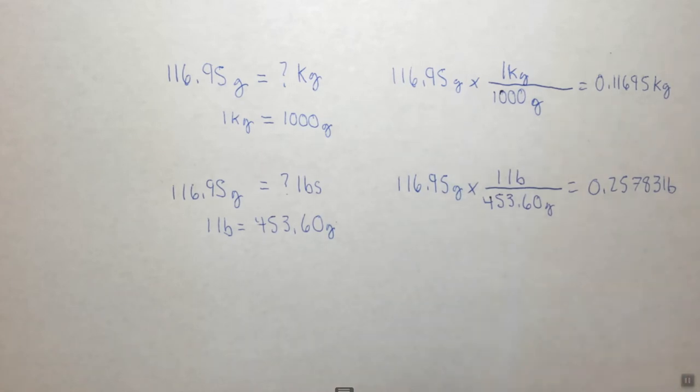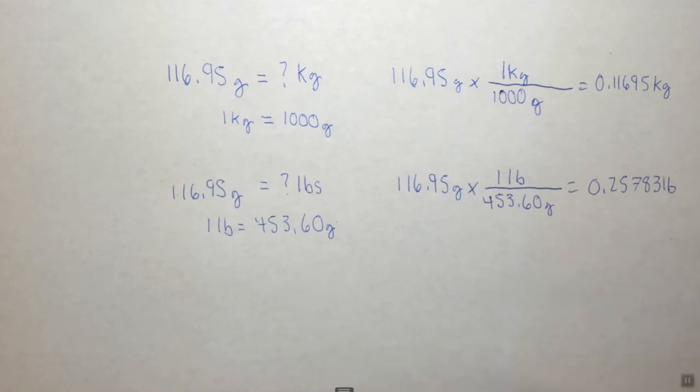So in order to do dimensional analysis, we're simply converting from one unit to another, but the magnitude of the unit are the same. Said another way, 116.95 grams is exactly equal to 0.25783 pounds, or 0.11695 kilograms. So that's what dimensional analysis is about.